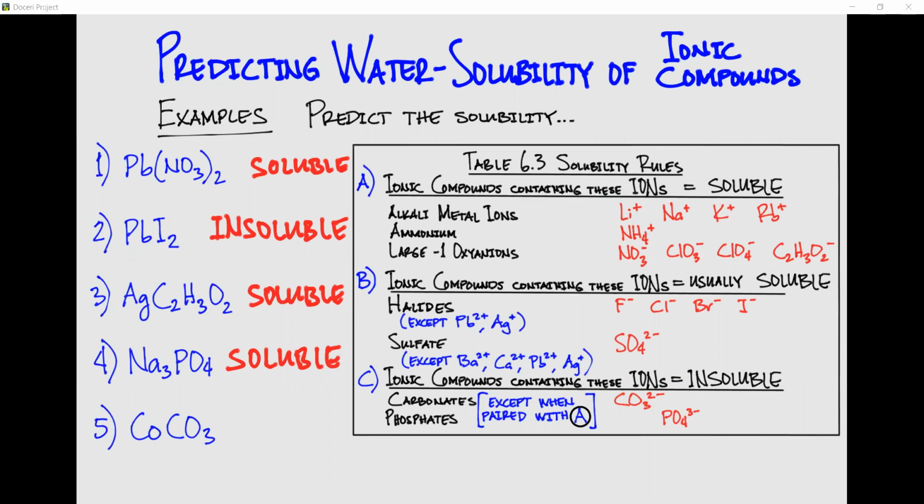And the last one here, we have cobalt(II) carbonate. So we have carbonate ion right here, insoluble unless paired with alkali metal ions or ammonium. And so cobalt is not one of those exceptions and therefore insoluble in water.